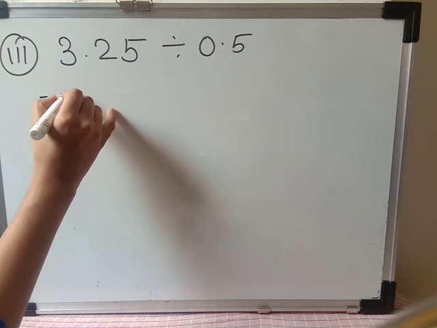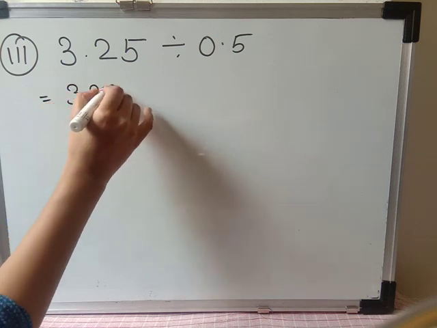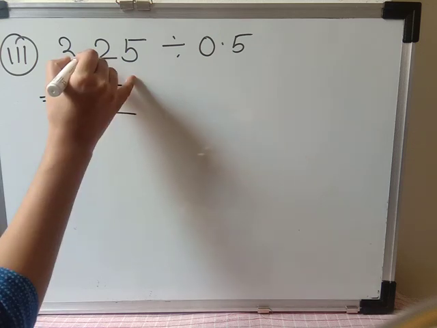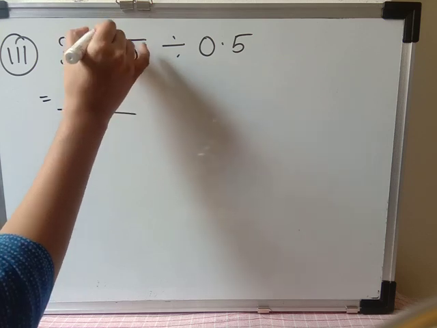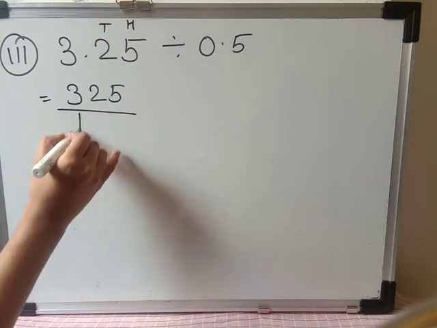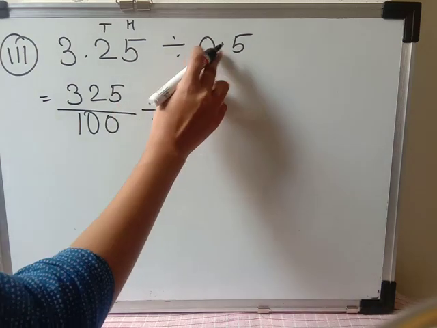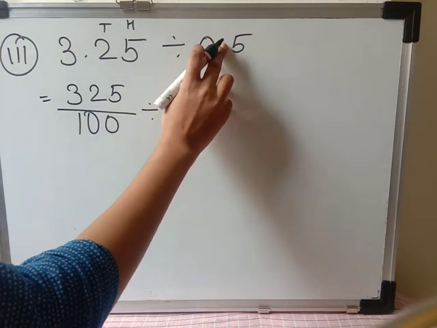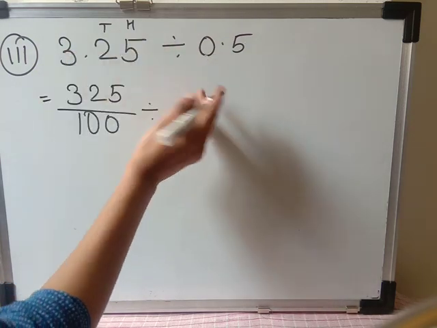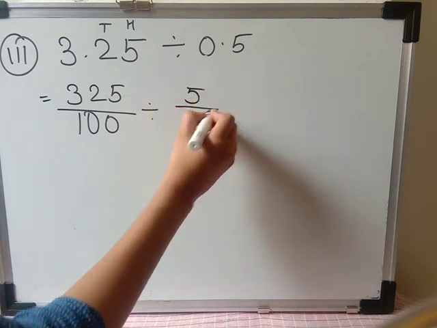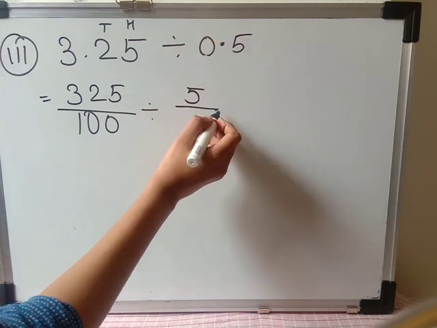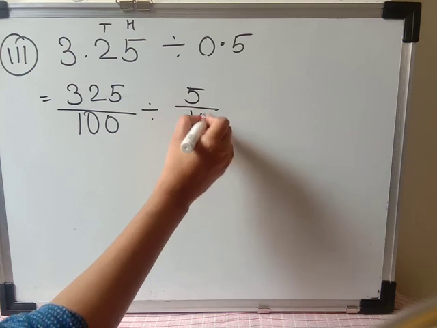So this number will become 325, and after the decimal how many places are there? That is tenths and hundredths, 2 places. So take the denominator 100, divided by, here just remove the decimal. Before the decimal 0 is there, so there is no need to write it, take 5. And after the decimal how many places are there? Only 1, that is 10, so divided by 10.